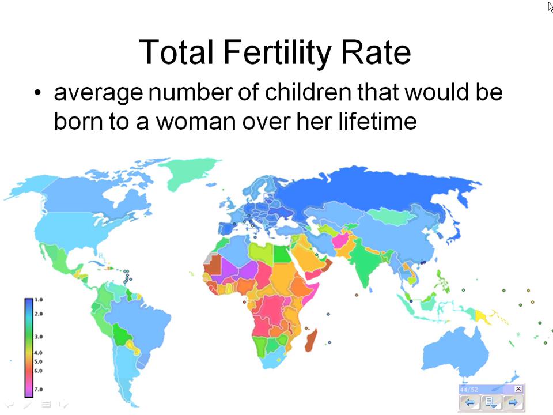So in general, less developed countries are going to have higher TFRs. These countries, they're going to need more children. The women in the families are going to need more children. There's high infant mortality rates. They're going to need help on their farm. They're going to want a family to help take care of them when they're elderly.